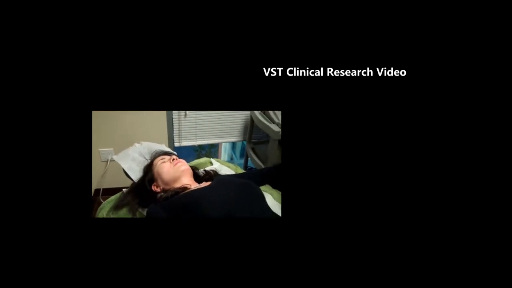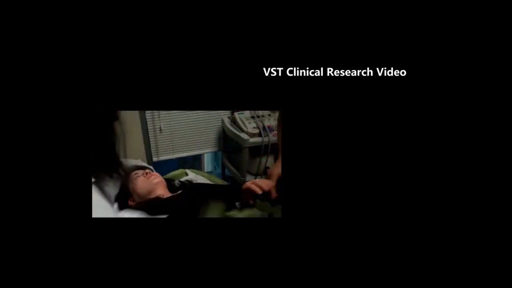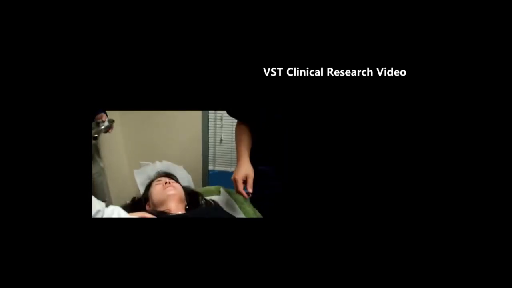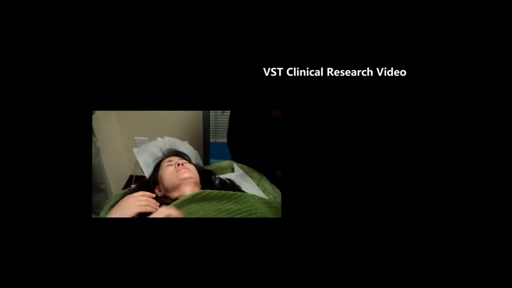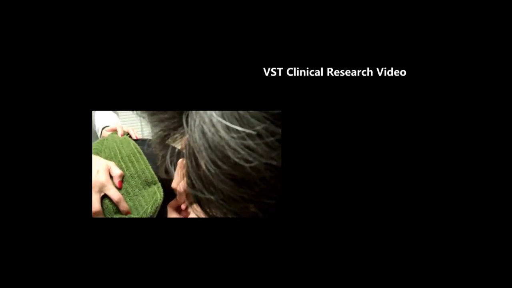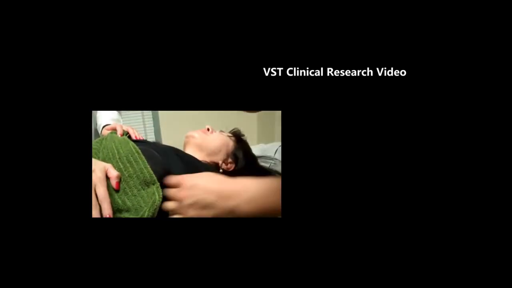Right now, I'm going to treat the subscapularis. They are the antagonist of the external rotator of the left shoulder. The subscapularis is the antagonist muscle of external rotation. Okay.